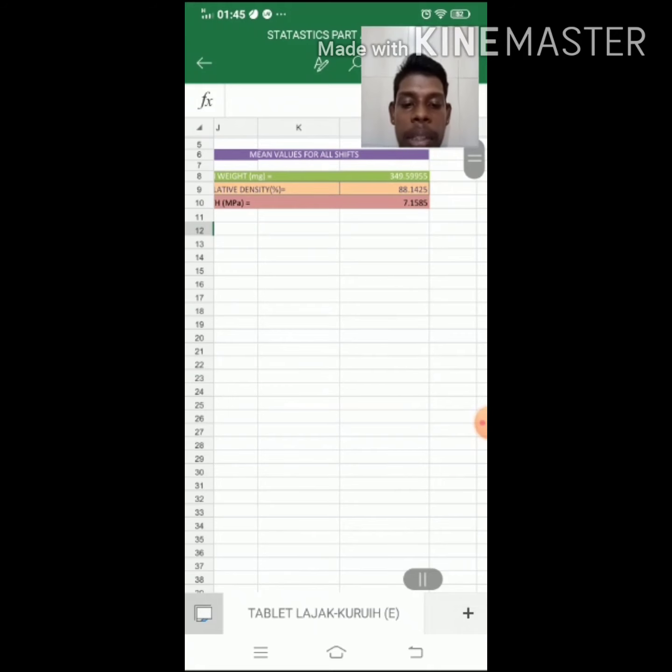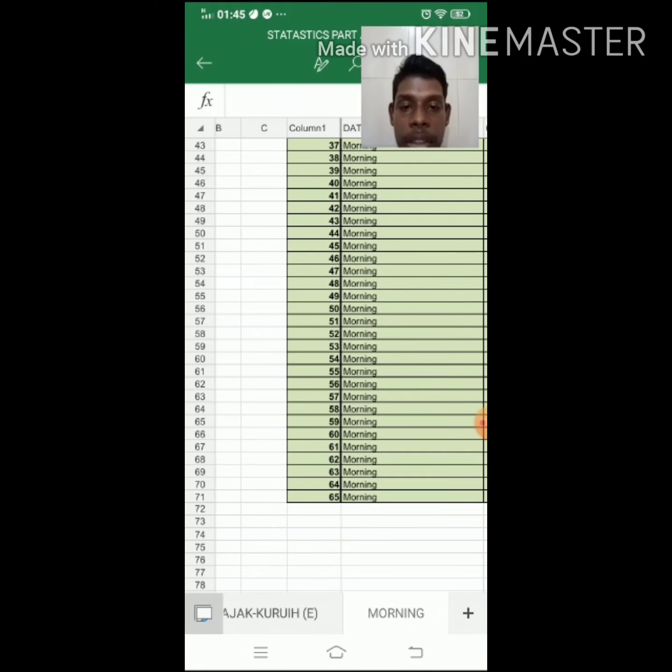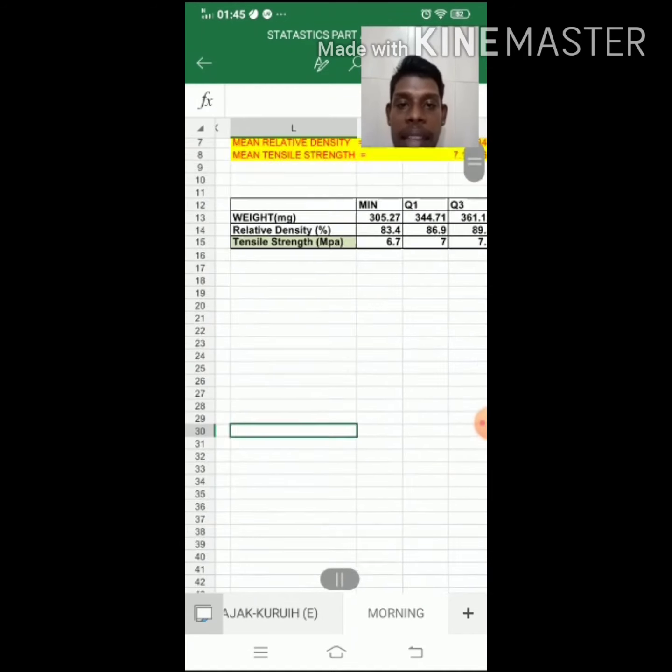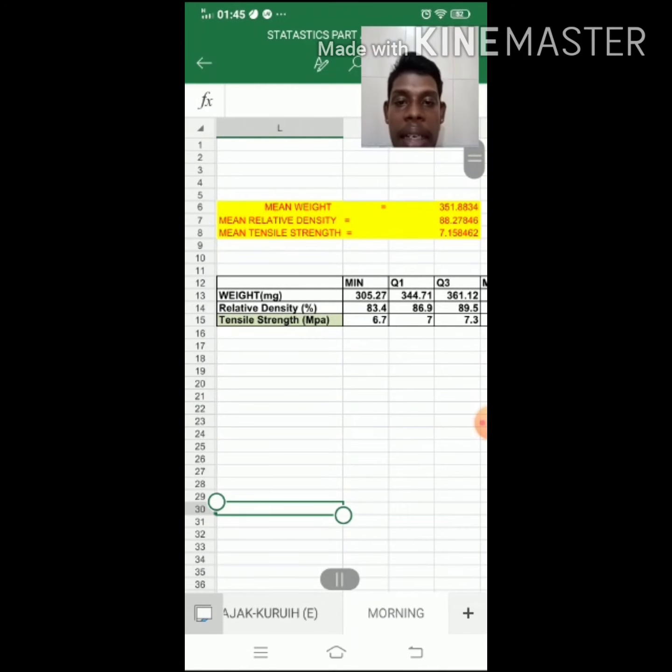From here we continue to calculate the mean values for the three different shifts, and we start with the morning shift. In the morning shift we found that 65 samples were produced out of the 200 samples. From here we calculate the mean values of the 65 samples for the weight, relative density, and tensile strength, and these are the values obtained.